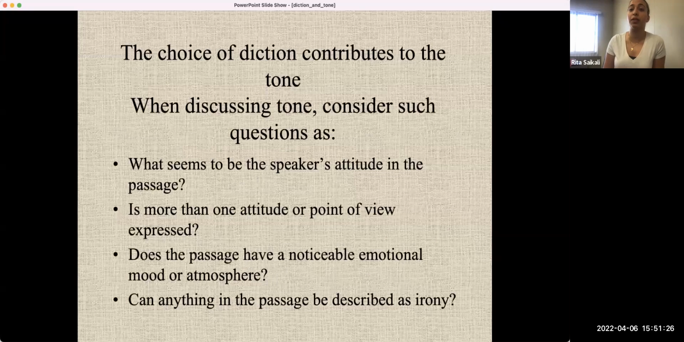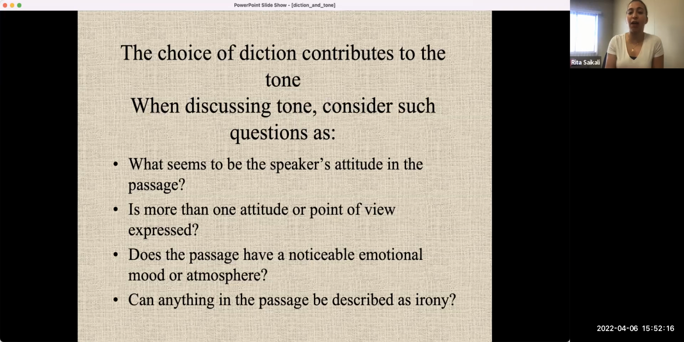The choice of diction contributes to the tone. Okay, so when discussing tone, consider these questions. Again, tone is the sound, right? The way in which someone says something can tell you what they mean by it. So when you are discussing tone, there are things that you should look into. Some of that would be, what seems to be the speaker's attitude in the passage? Are they angry? Are they happy? Are they sad? Are they infuriated? Is there more than one attitude or point of view expressed? Is there a dialogue maybe? Is she nervous but happy? Is he sad but angry as well, right? We can tell that by the tone, okay?